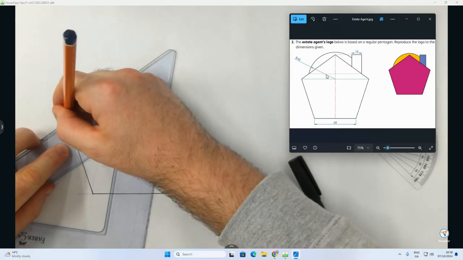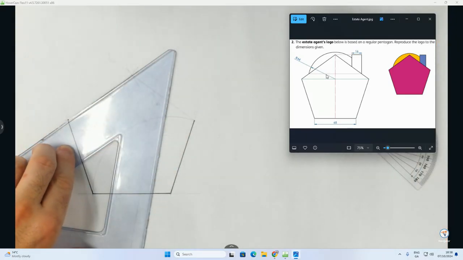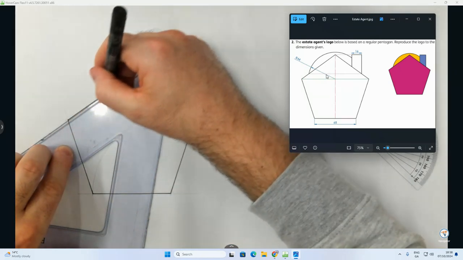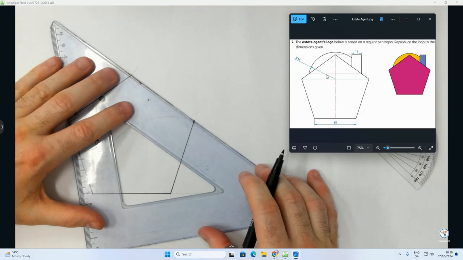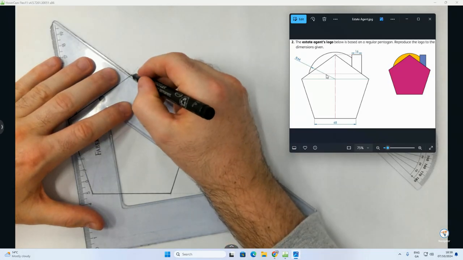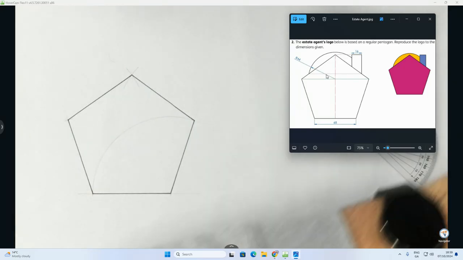So swing an arc, and now I can heavy it in. And just looking there, yes, I can heavy it in fully. So there we have our pentagon. That has a base length of 68. All sides are 68 because it is a regular pentagon.